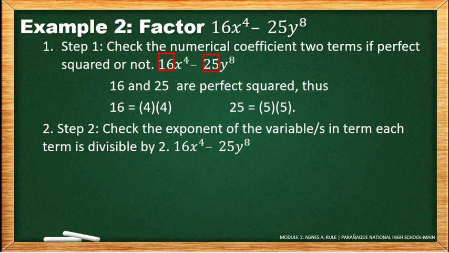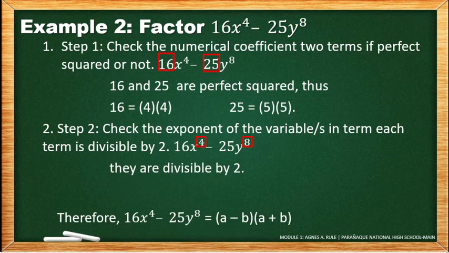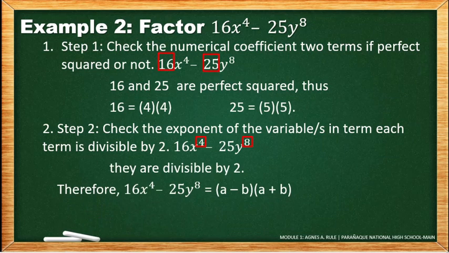Next, check the exponent of the variables in each term if it's divisible by 2. So, tingnan natin yung mga variables or literal coefficients. The exponent of x is 4. The exponent of y is 8. They are even numbers, therefore, divisible by 2. So, therefore, or thus, they are perfect squared. Or makukuha din natin ang square root ng mga yan. So, 16x raised to 4 minus 25y raised to 8 is equal to, gamitin natin yung pattern na, tignan natin. Yan.